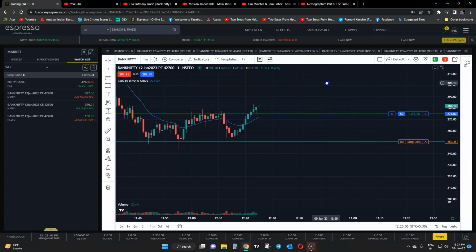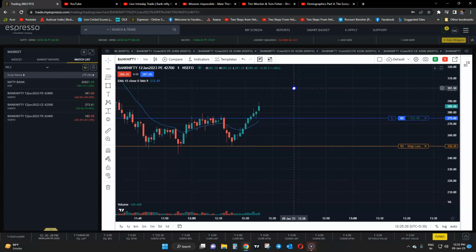Now we are below the 20-day EMA. 20 bar EMA, not 20-day EMA. Below the 20 bar EMA, and oh, look at that. I think once it crosses, you can lift up your stop.